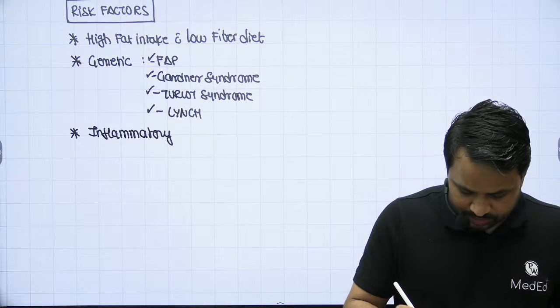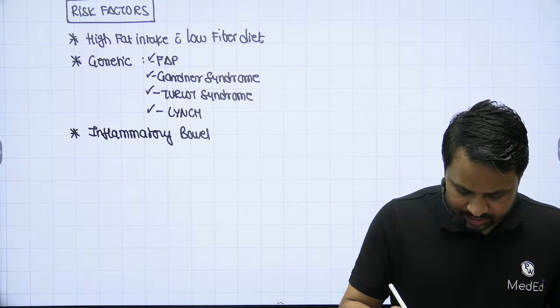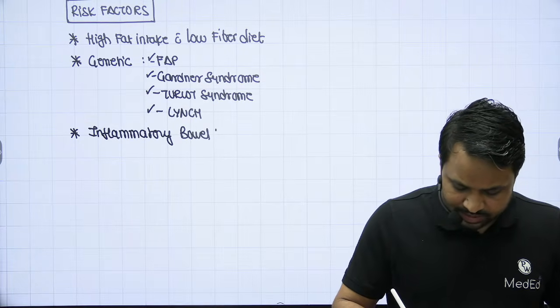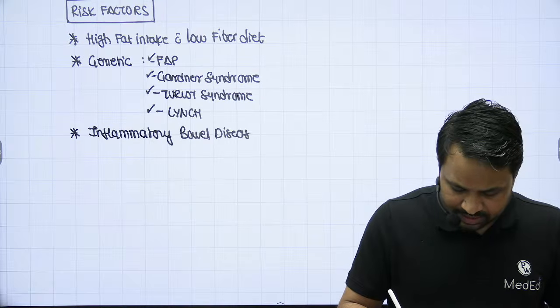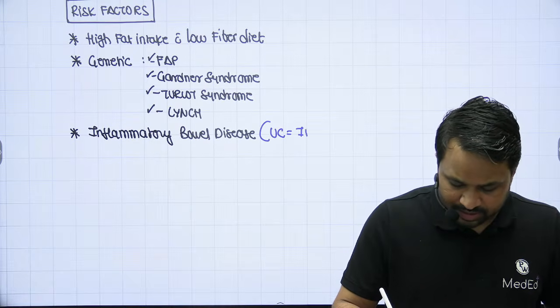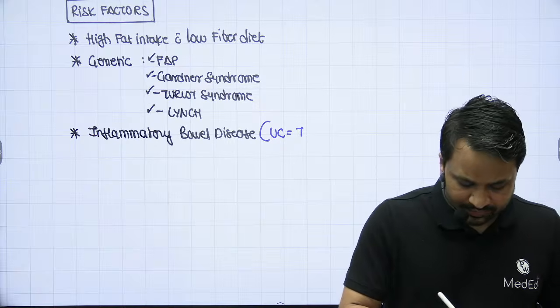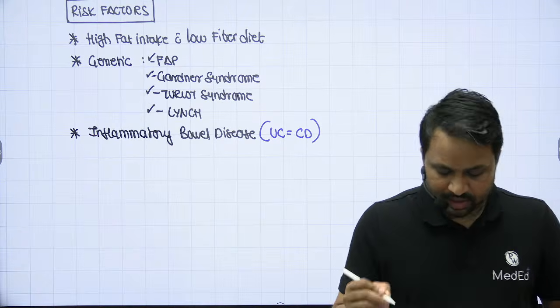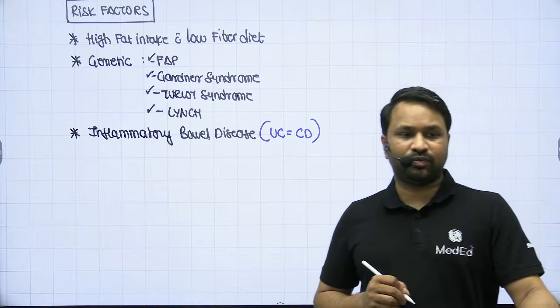Also associated with inflammatory bowel disease. Earlier we used to say that Crohn's disease has a higher incidence when compared to ulcerative colitis. Now ulcerative colitis and Crohn's disease have equal incidence. It has an equal incidence of development of rectal cancer.